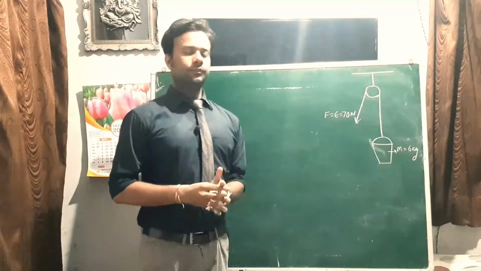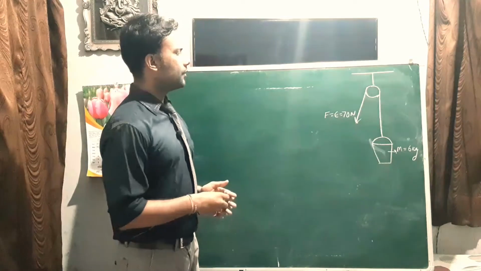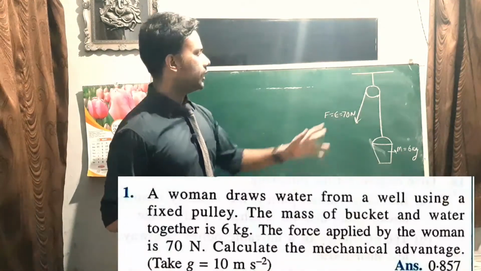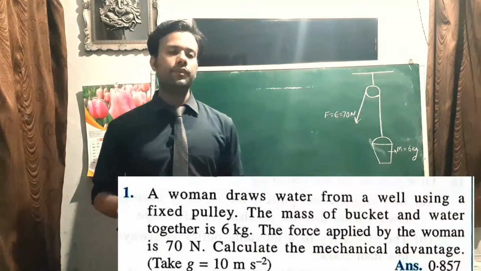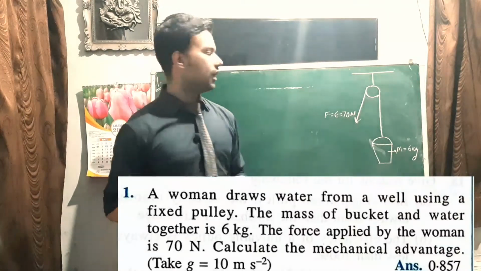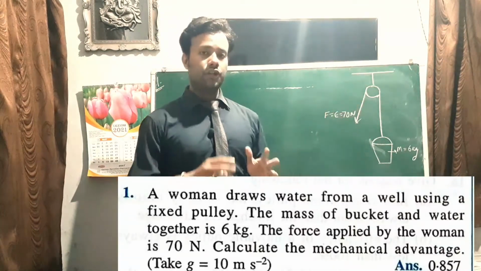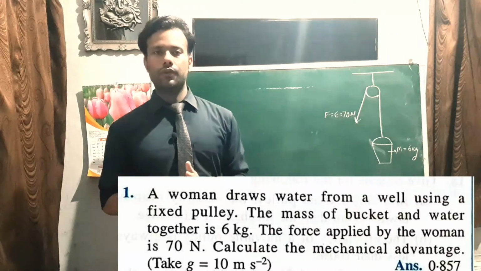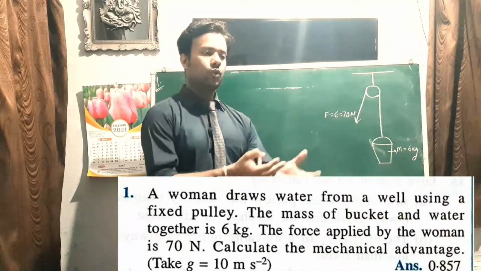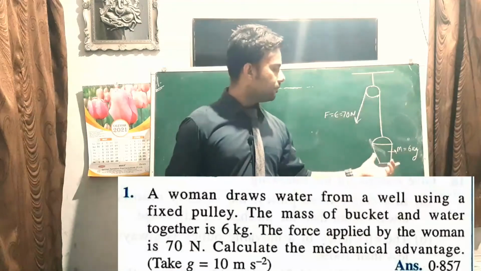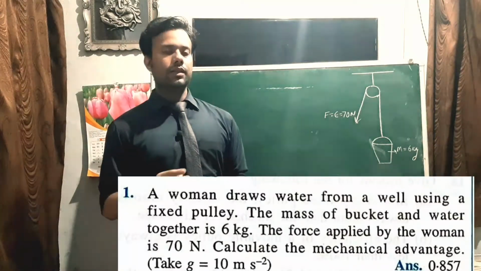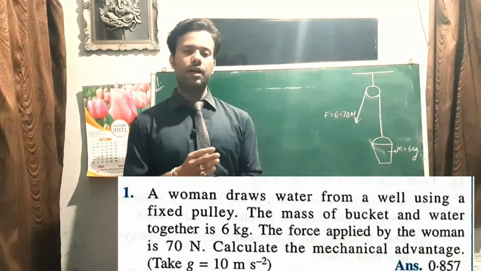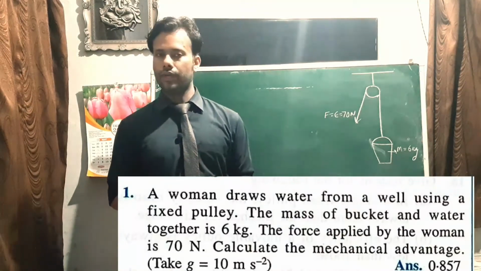So numerical 1, what is the condition? We have a fixed pulley like this, and a woman is taking water from the well with the help of a fixed pulley. She is applying a force of 70 Newton to overcome the mass, which is 6 kg, right? This 6 kg includes the mass of water and the bucket, right?